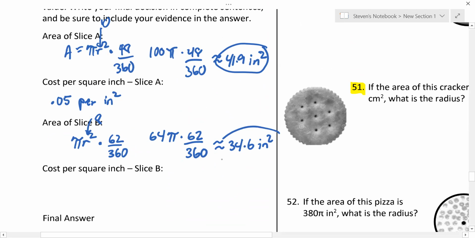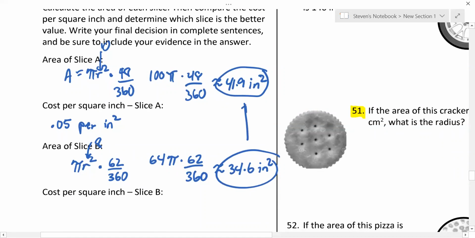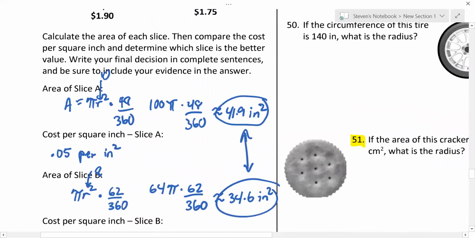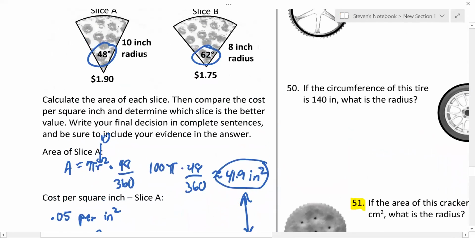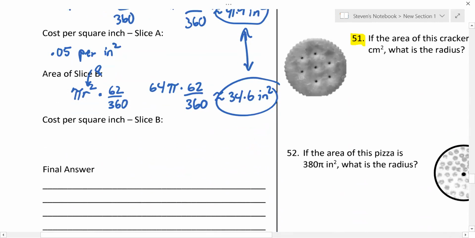So you might think, oh, which is the bigger slice? Slice A is bigger, right? Because I compare their areas, right? Slice A is a bigger slice of pizza than slice B, but that doesn't mean it's a better buy, because remember, slice B is actually cheaper. We have to figure out what the better buy is, not what the bigger piece is. Just because it's bigger doesn't make it the better buy in terms of cost.